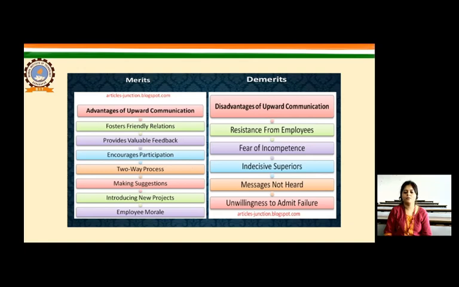It is a two-way process. So in this there is bilateral communication where both the parties are getting involved, exchanging their ideas, thoughts, opinions, and thus communication here is not one way but two way. Next you have making suggestions. So also after discussing issues with the management, they can have suggestions being implemented, and they will feel free to give their suggestions.